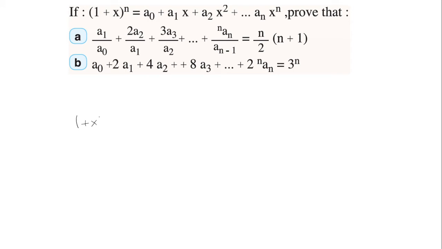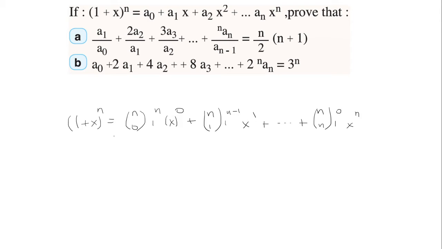So in general, 1 plus x to the n is n choose 0, 1 to the n, x to the 0, n choose 1, 1 to the n minus 1, x to the first, all the way up to the nth, so it'll be n choose n, 1 to the 0, x to the n. So these combinations are the a0, a1, and an, etc.